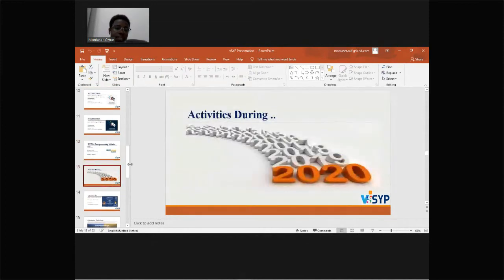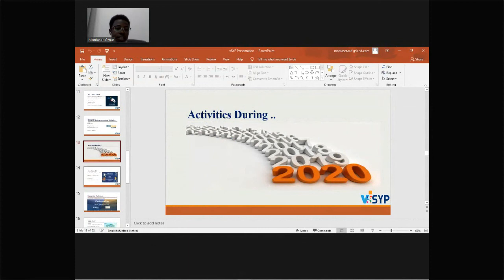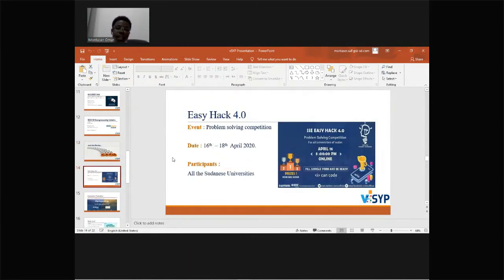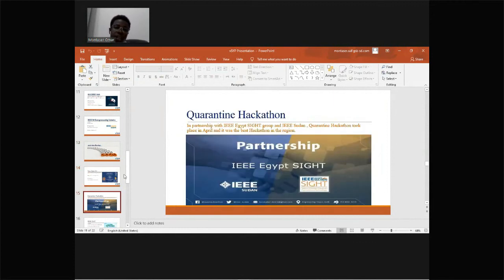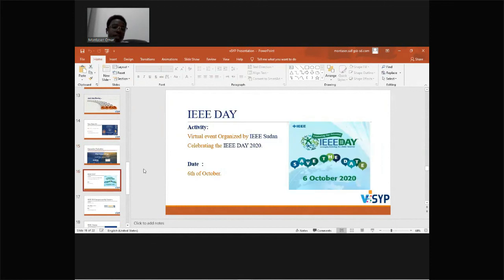In 2020, despite the COVID-19 restrictions, the subsection also organized a lot of events like EasyHack. It was a problem-solving competition that took place from 16 to 18 April 2020. Participants from all universities joined together in a hackathon. Later in April, in partnership with IEEE Egypt, IEEE Sudan organized the quarantine hackathon. It took place in April and it was the best hackathon in the region. Also, in October, we will be celebrating IEEE Day 2020 on the 6th of October virtually.